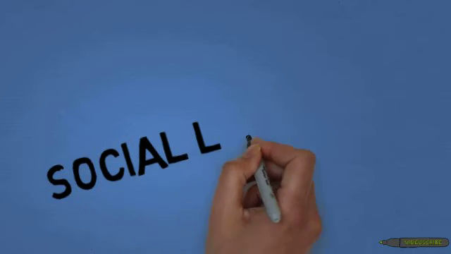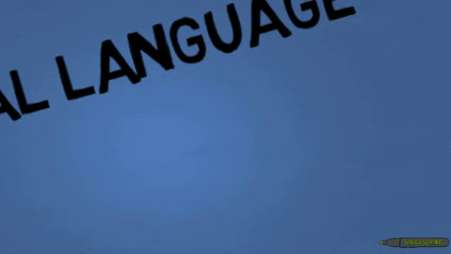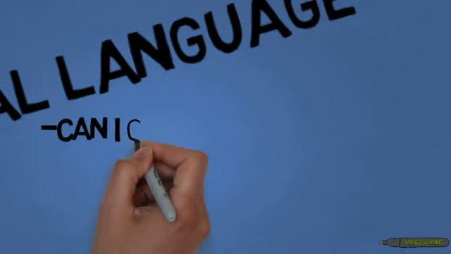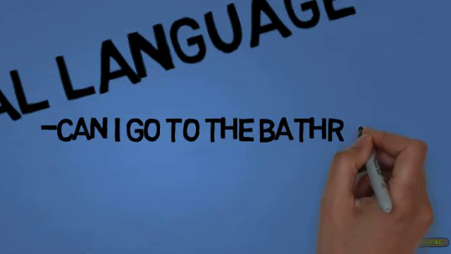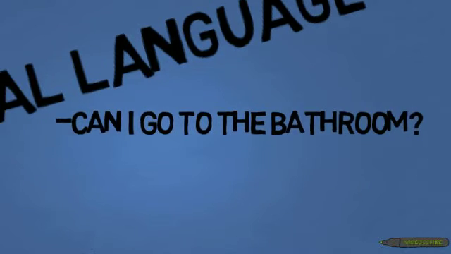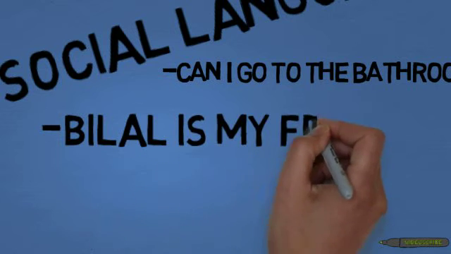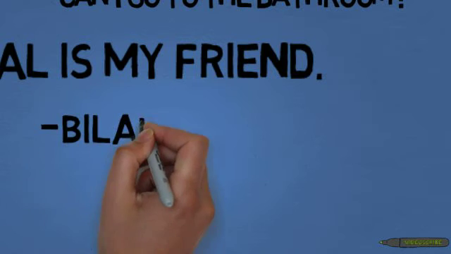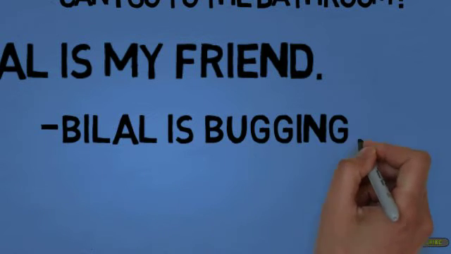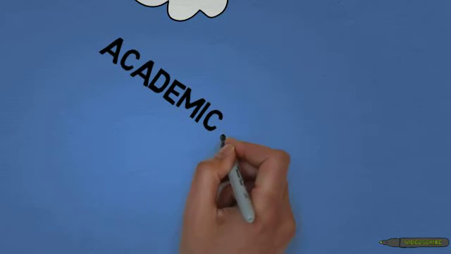First, it differentiates between social and academic language. Social language is things such as questions that an ELL student quickly learns to ask, such as, can I go to the bathroom? These types of learnings happen quickly, though not as quickly as the next type of comment, such as, Bilal is my friend, a personal statement. Lastly, they learn emotional statements, and that happens very quickly. Bilal is now bugging me.